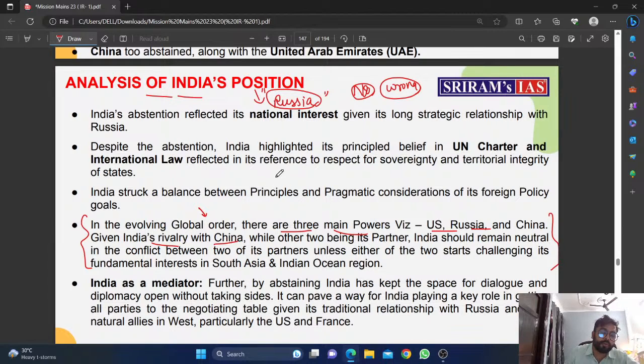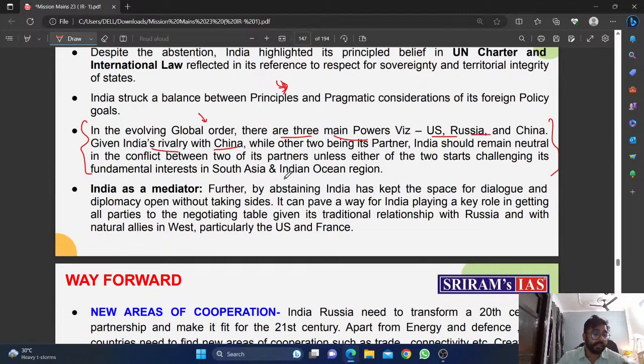What foreign policy should India have followed? A policy of the middle path, the neutrality that we have always kept in our foreign policy. So we continued with that policy in the Russia-Ukraine war. In the Russia-Ukraine war, we neither spoke against Russia nor in favor of Russia. So we kept it neutral. However, many countries have demanded that India could act as a mediator. Like abstaining, India has kept a space for dialogue and diplomacy without taking any sides.